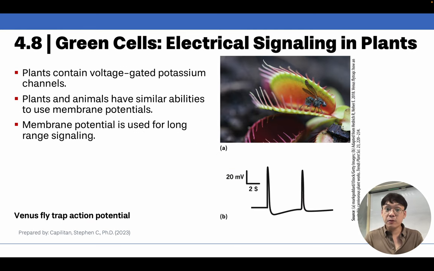Now we go with green cells. Electrical signaling in plants: they contain voltage-gated potassium channels. There are action potentials in plant cells, as we expect in animals, but plants also have them. The Venus flytrap, for instance, catches insects in a trap. When an insect touches the mechanosensitive hairs inside the trap, an action potential is created by chloride and potassium channels, spreading through the tissue and causing the trap to close.